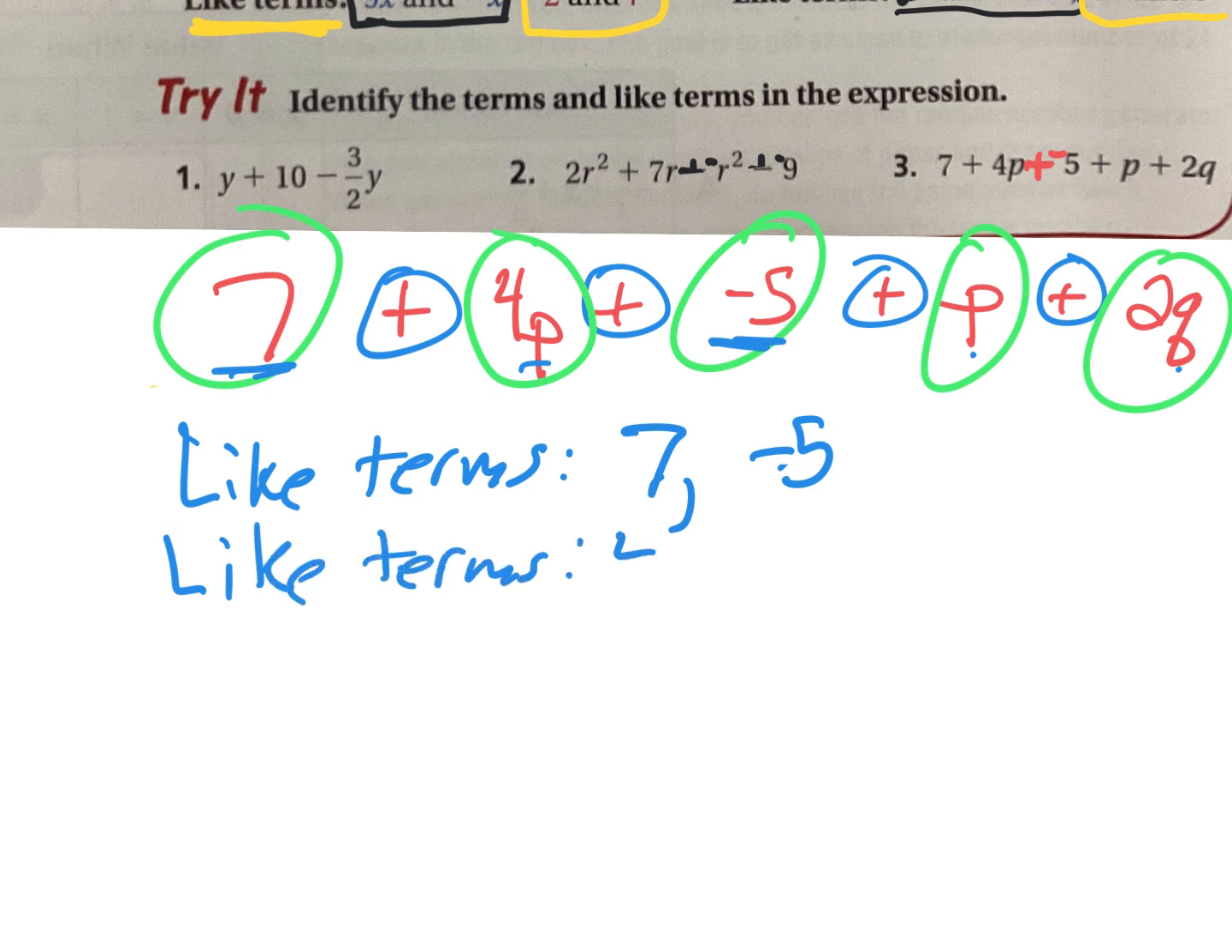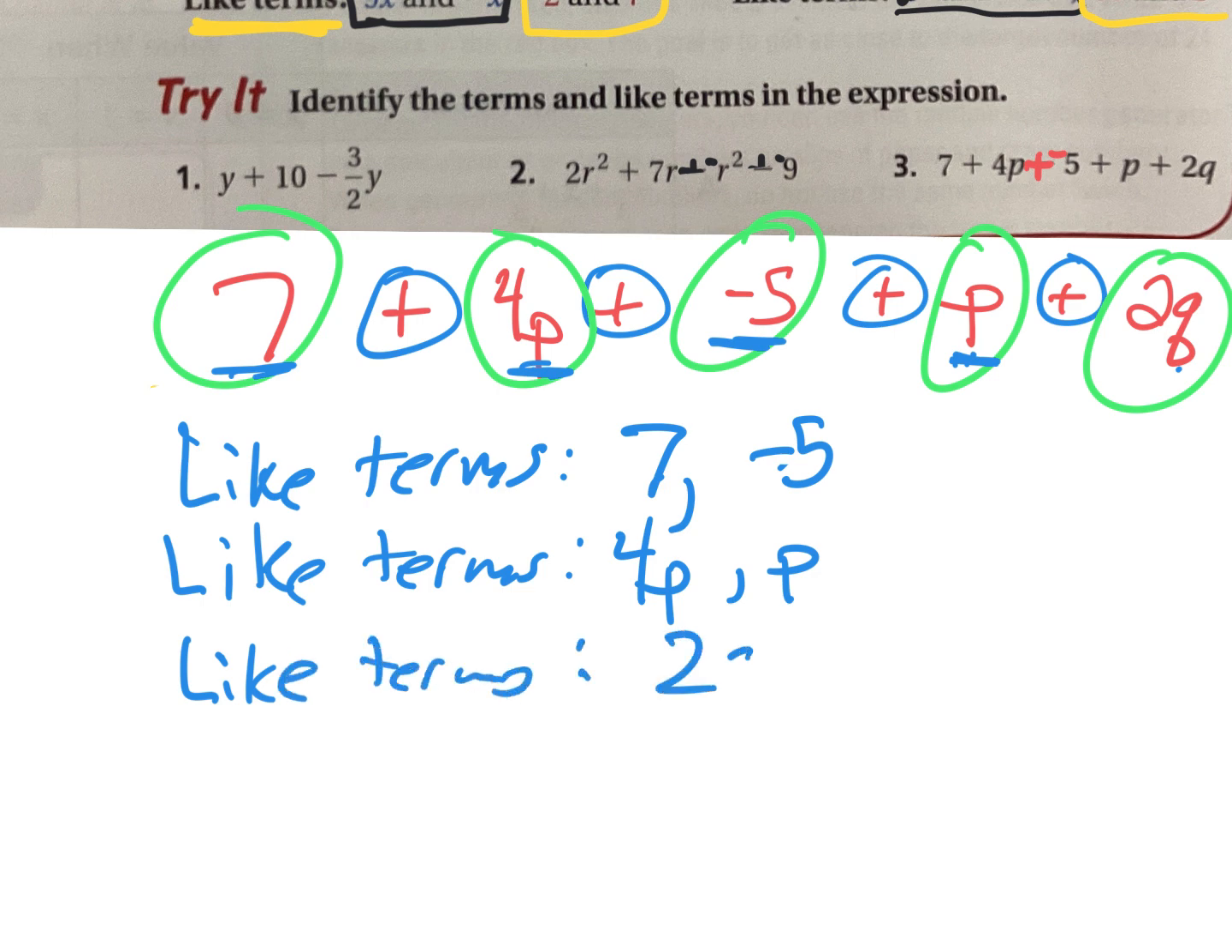Now let's do 4p. 4p has a p as a variable. Any other one have a p? Oh, yep, that one has a p. So 4p and p, those are like terms. And then we have 2q. That one doesn't have the p, and it's not a constant. So it would be 2q. Okay? So hopefully that helps you in really being able to identify how many terms you have, what the terms are, and what the like terms and constants are.